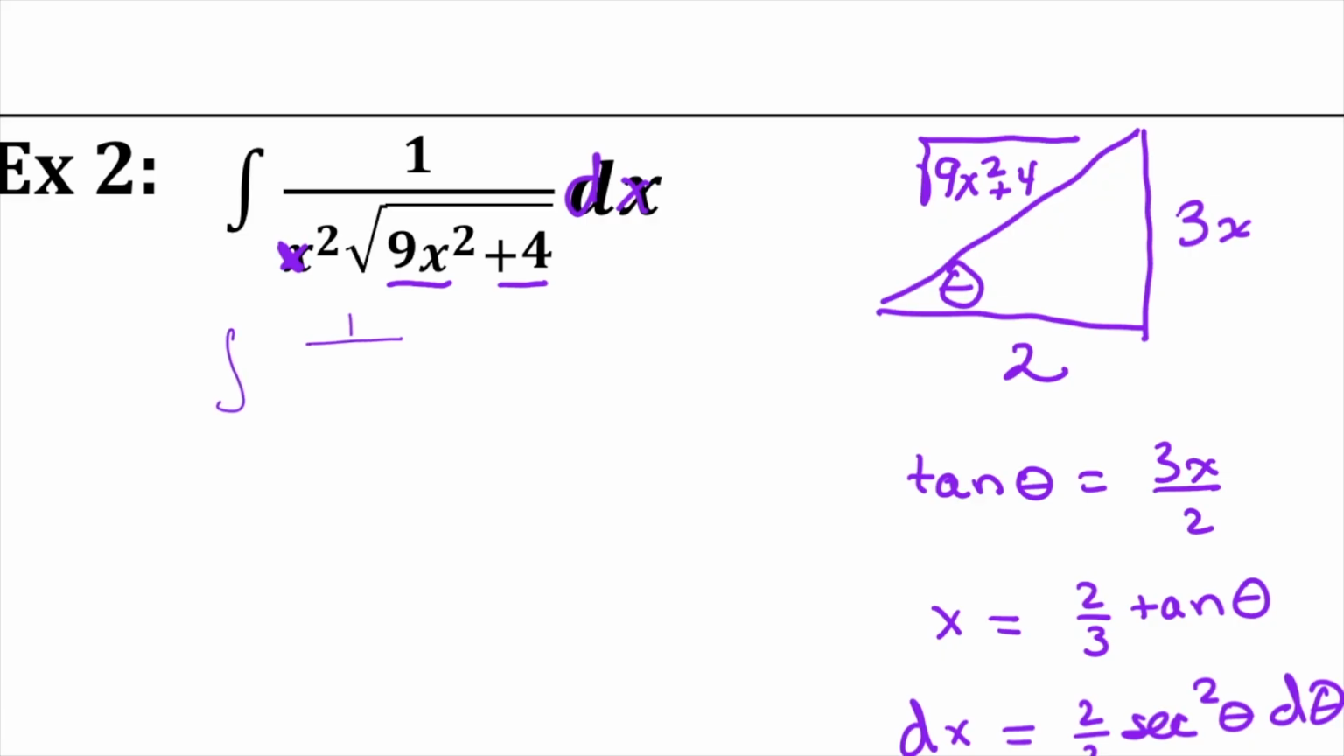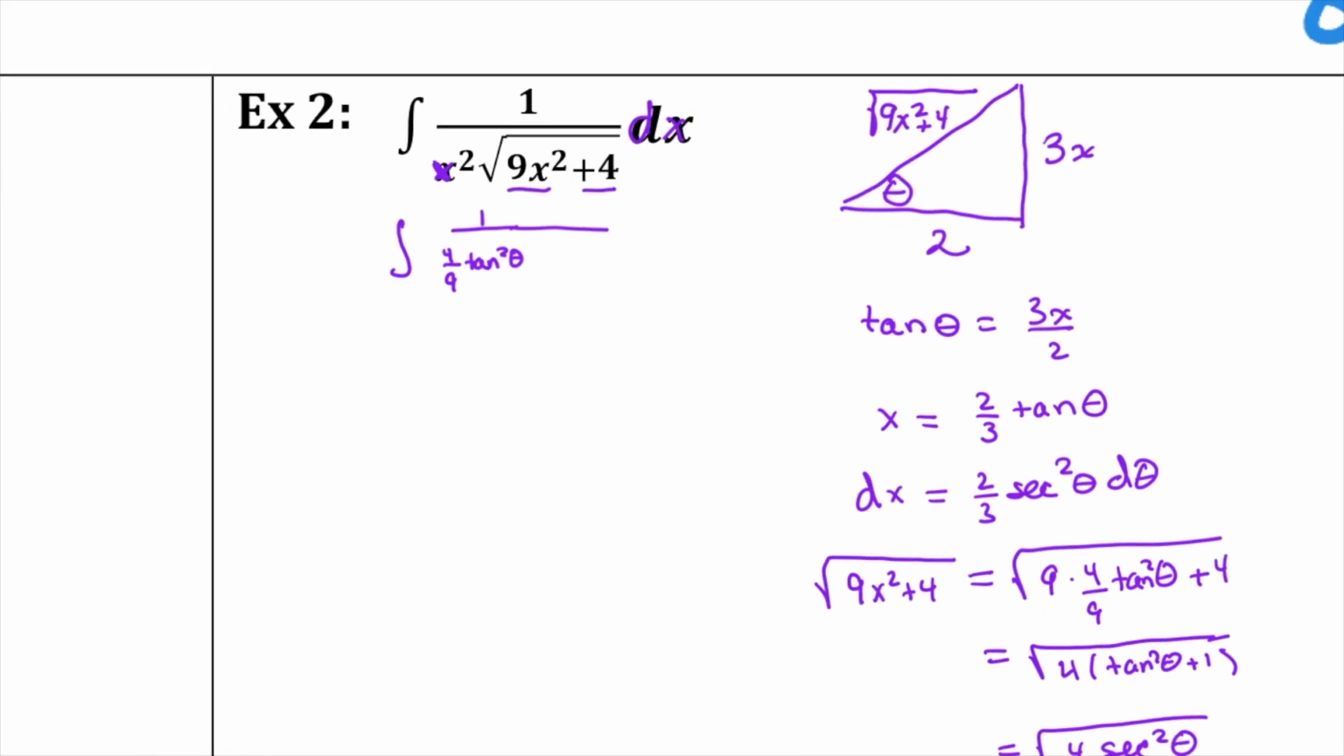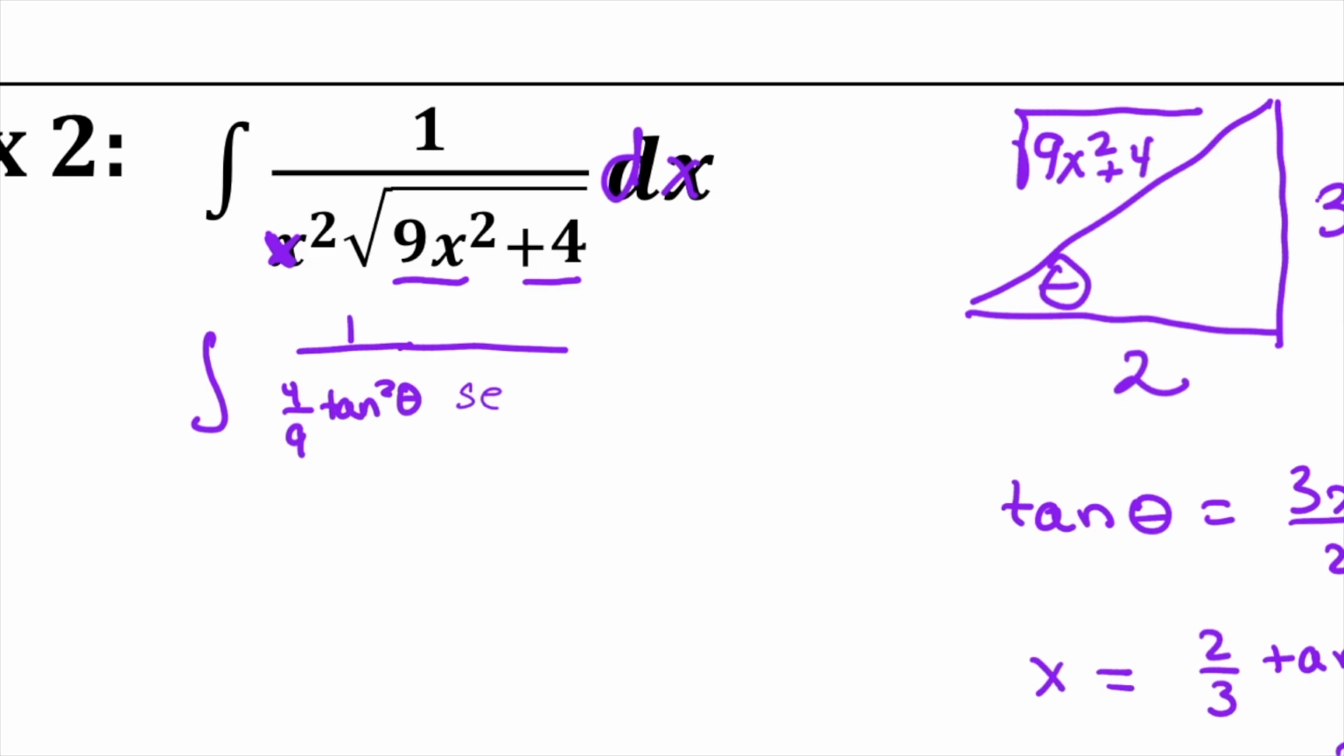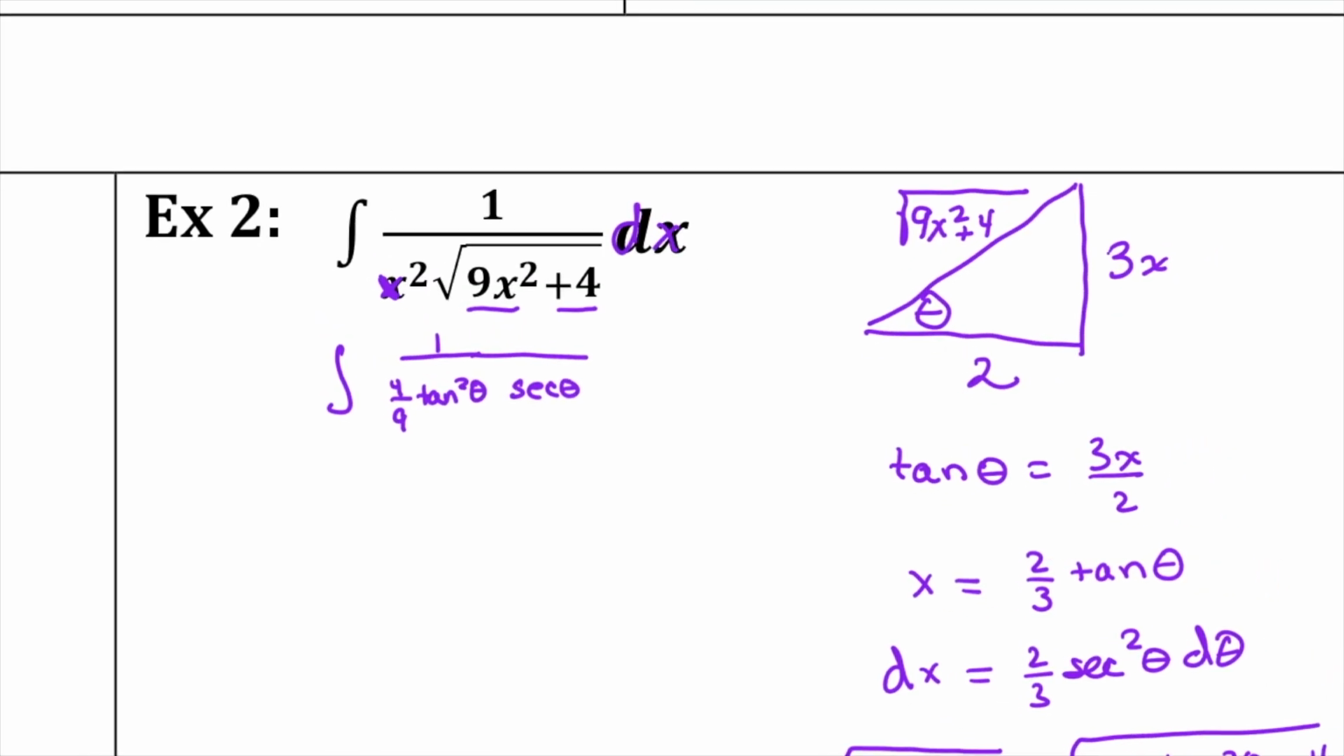1 over your x squared. Your x squared is going to be 4 over 9 tangent squared theta. Then we have our square root, which we figured out is going to be replaced with 2 secant theta. And dx, don't forget that dx, that's a very important component, is going to be 2/3 secant squared theta d theta. Okay, let's clean this thing up, and we will get 3/4 the integral of secant theta over tangent squared theta d theta.